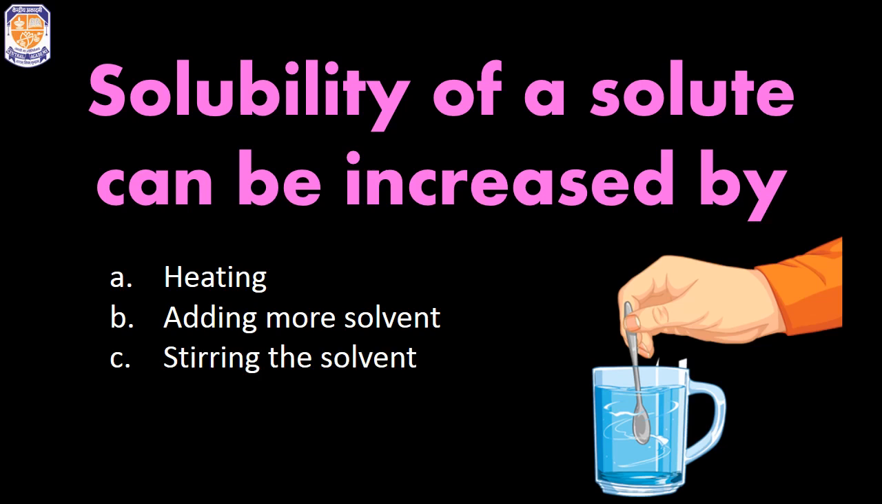The last method is stirring the solvent constantly. Stirring means you are swirling it, or you are moving the entire solvent with the help of a stirrer. For example, in this picture, the stirrer used is a spoon, with the help of which the water is shaken up. So by these three methods you can increase the solubility of a solute.